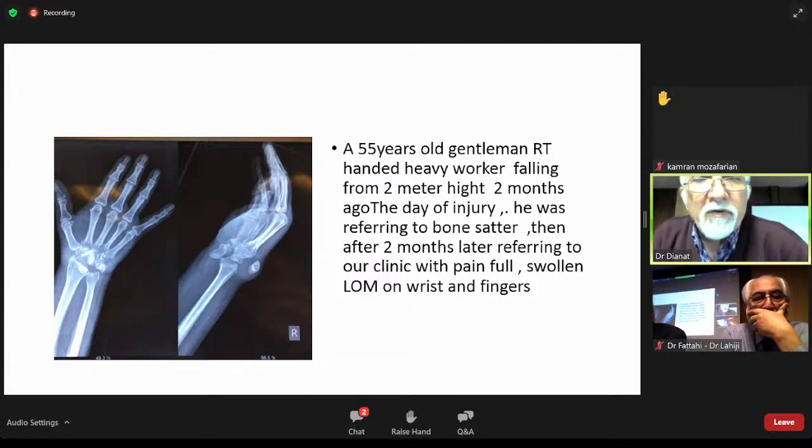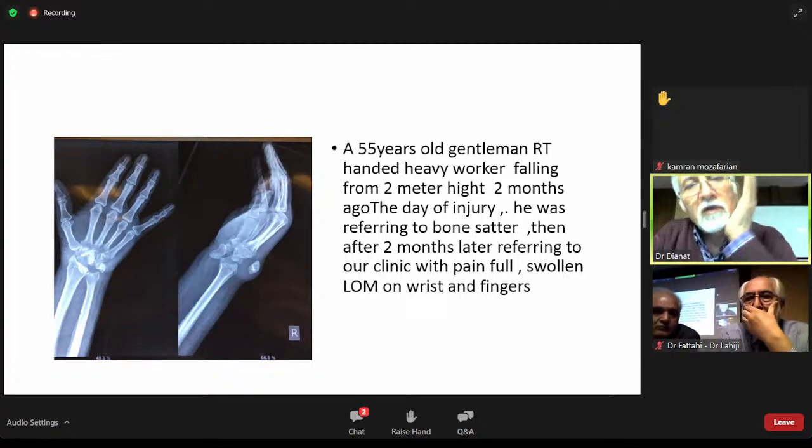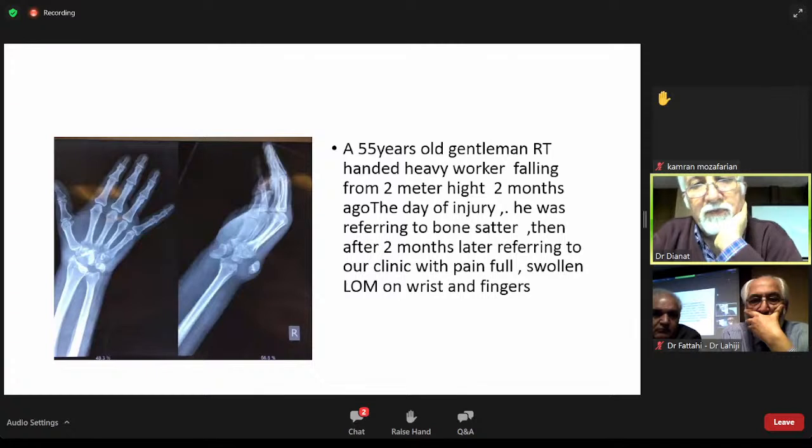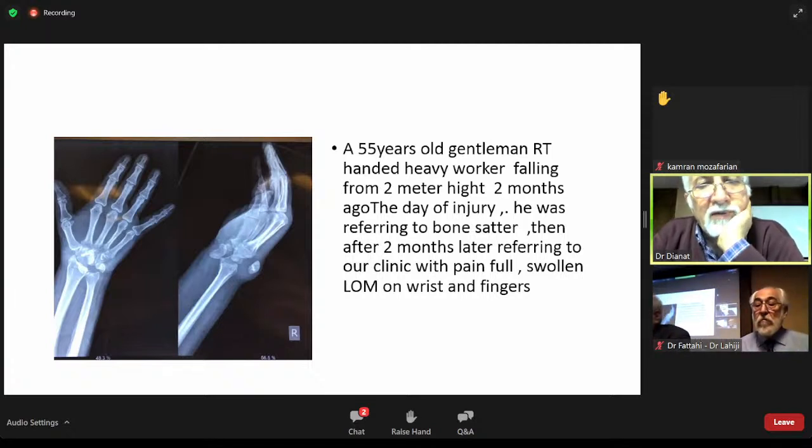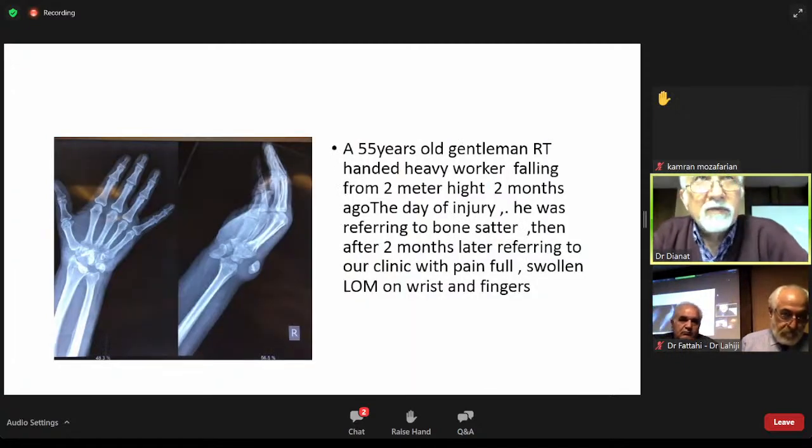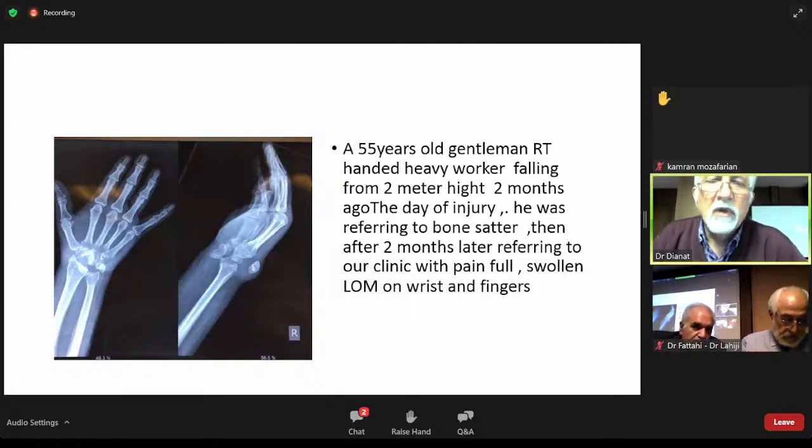Okay, this is a 55-year-old man, right-handed, a house worker laborer, who fell from a 2-meter height 2 months ago. The first day he was referred to a bone setter, and they manipulated the case.